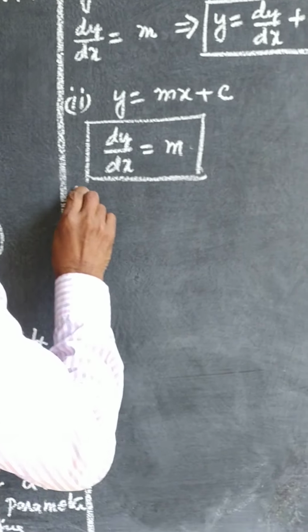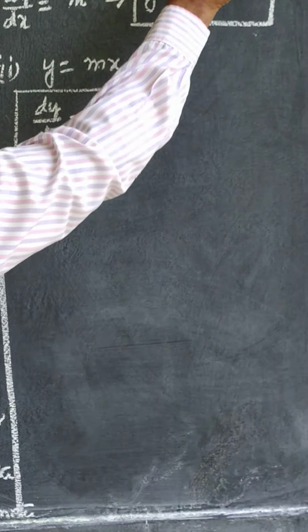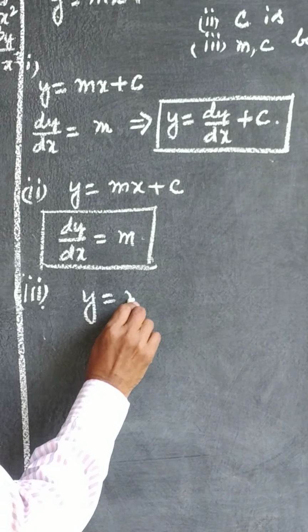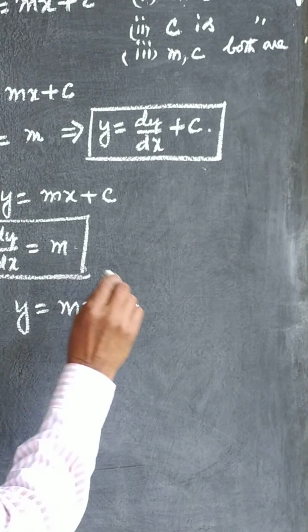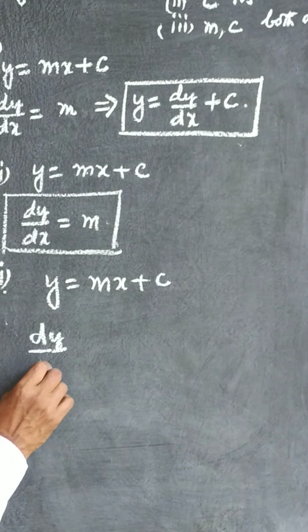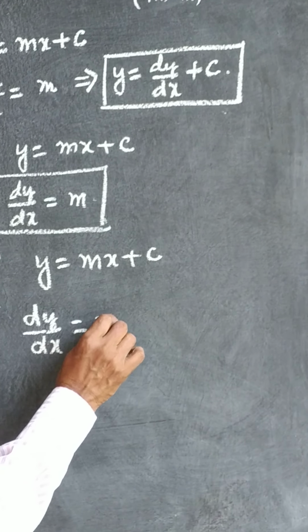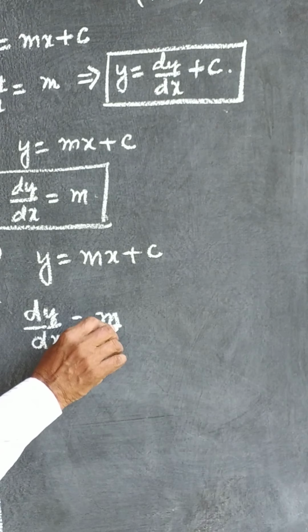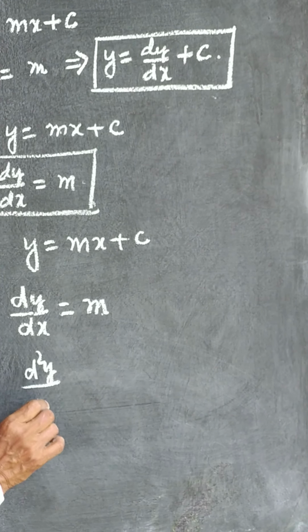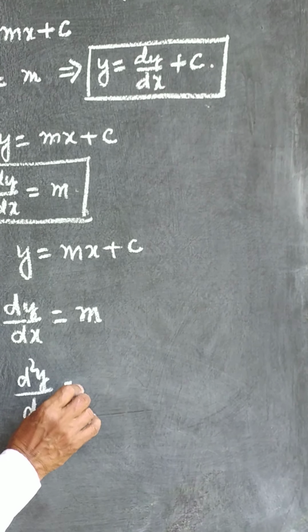Number 3. In third case, both are constants. So, y is equal to mx plus c. dy by dx is equal to m. Again, this constant is to be eliminated. Therefore, we have to differentiate twice.